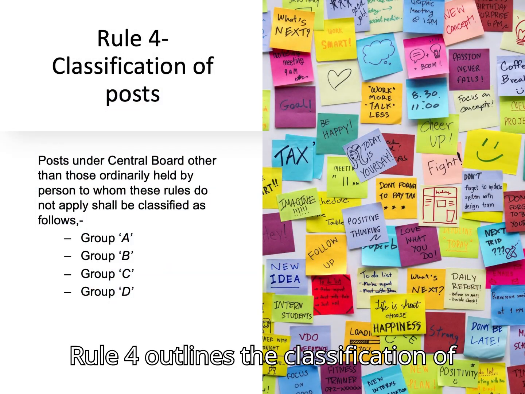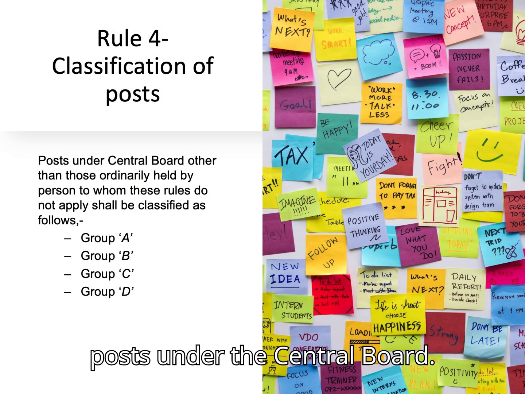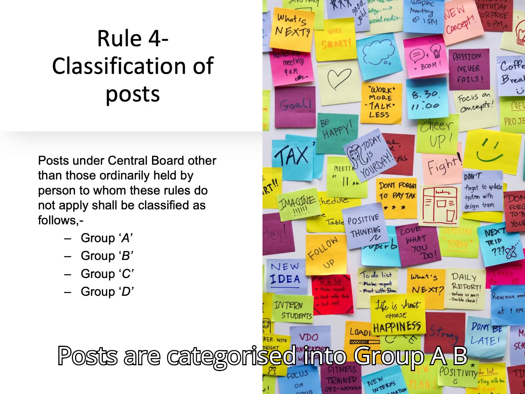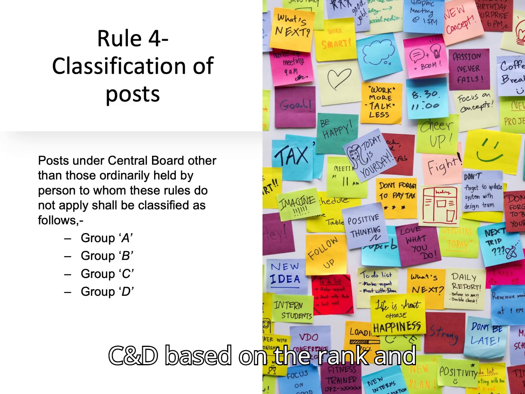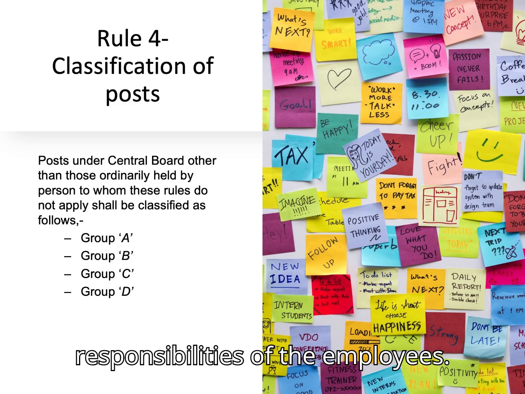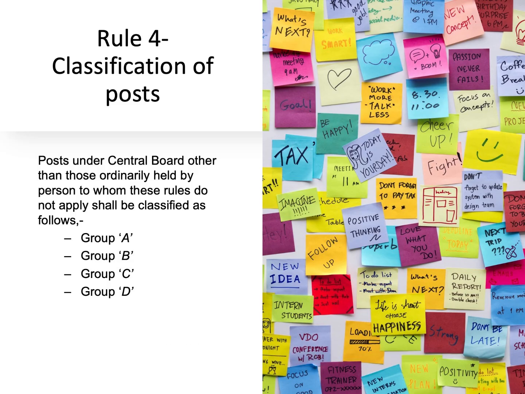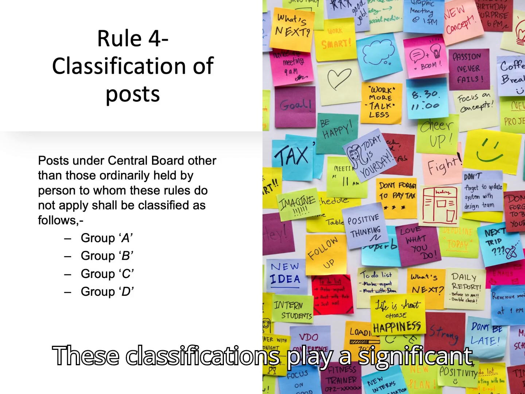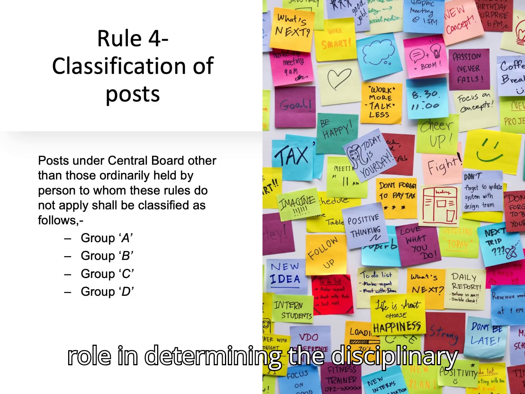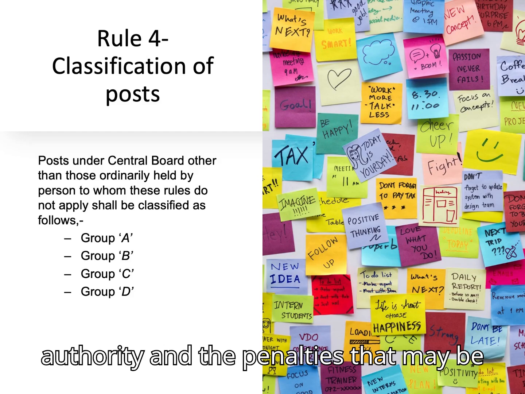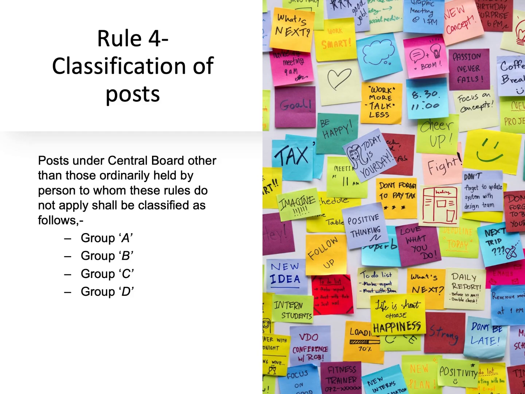Rule 4 outlines the classification of posts under the Central Board. Posts are categorized into Group A, B, C, and D, based on the rank and responsibilities of the employees. These classifications play a significant role in determining the disciplinary authority and the penalties that may be imposed on employees.